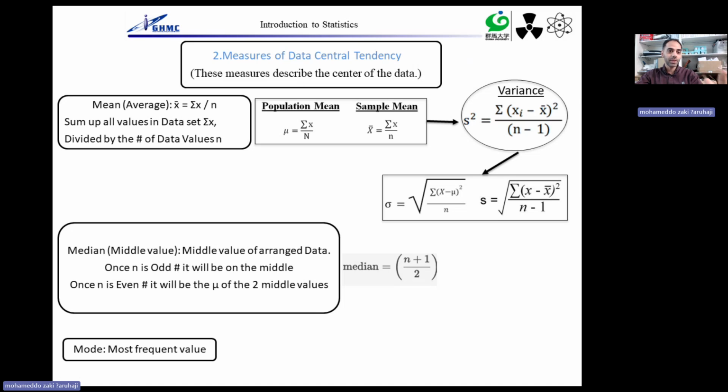Why do we want to know the mean, the median and the mode? They allow me to describe the center of the data. Now, what is the mean? Mean is basically the sum of all the values in the data set divided by the number of data values. We have it in two ways, sample and population. It's the same, just the mu and the x-bar look different.